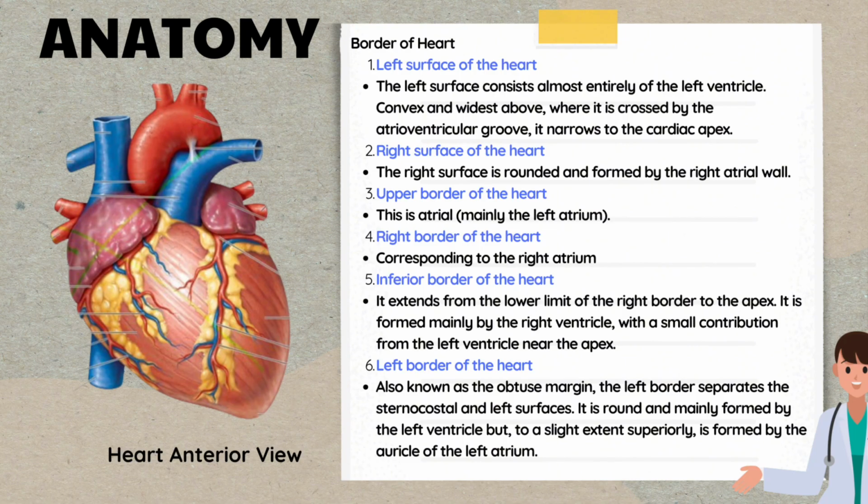The sixth one is the left border of the heart, also known as the obtuse margin. The left border separates the sternocostal and the left surface. It is round and mainly formed by the left ventricle, but to a slight extent superiorly, it is formed by the auricle of the left atrium.